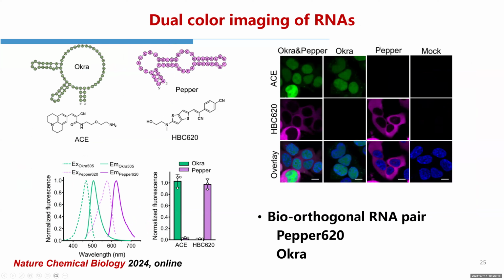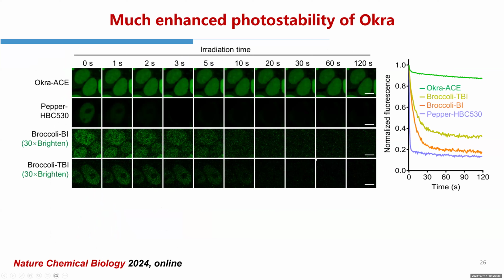In live cell studies, we can perform dual color imaging of RNAs with actually no interference or leaky signals from the other fluorophore. Further, we found Okra showed much enhanced photostability. More than 90% of fluorescence was preserved after continued illumination, while the fluorescence of other fluorescent RNAs dropped to minimal.